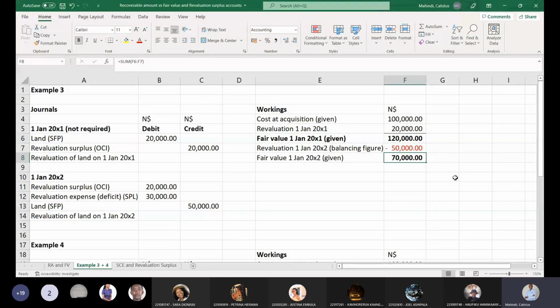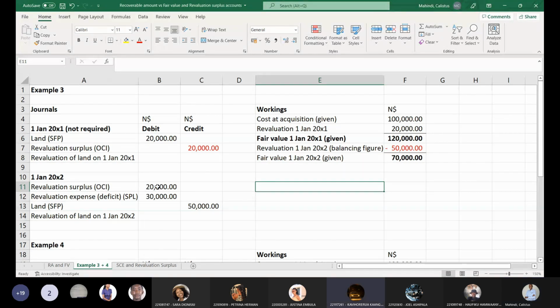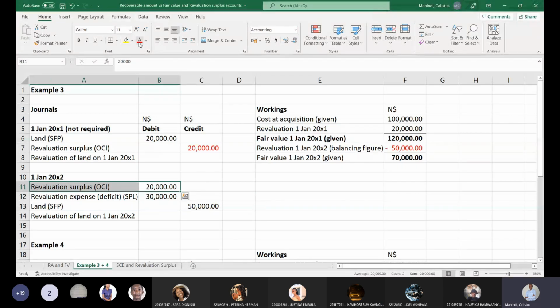However, the standard says if there was a previous revaluation surplus, first of all, let us reverse the revaluation surplus. And we had a revaluation surplus in 20X1, that amount of 20,000. So how are we going to reverse it? Since it was credited, to reverse we're going to debit. So we debit the revaluation surplus 20,000, but then there's an excess now. The total revaluation should be 50,000, but we have reversed the 20,000 that was existing previously on 1st of January 20X1.